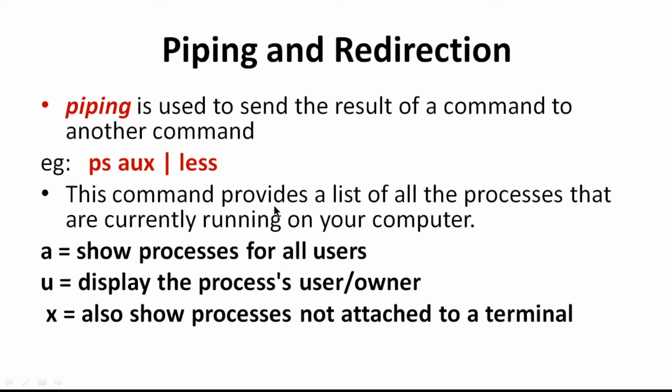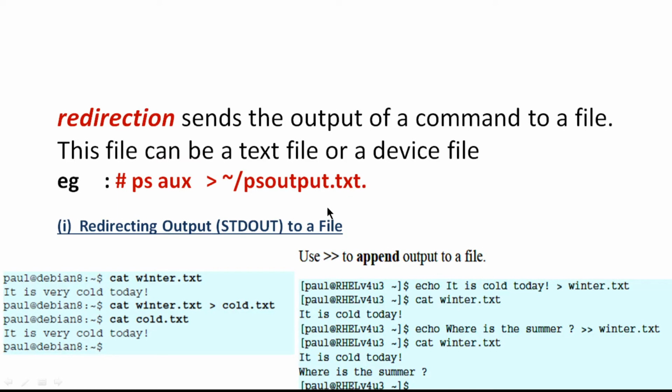So here you can see ps, this command is used to display the processes as shown here. What do you mean by aux? A will show processes for all users. U will display the process user as well as the owner, and X will show the processes that are not attached to your terminal also. So other than your terminal, all the processes that are running will be shown to you. It will show all the processes currently running on your computer by using ps aux, and I have just asked it to move to the less command, which would display the content.